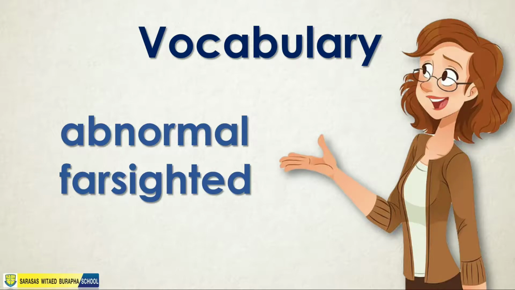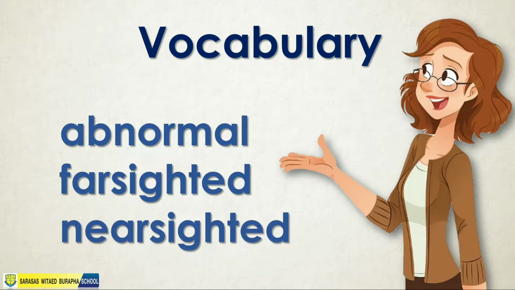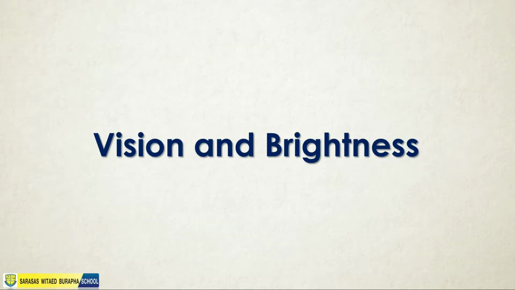Let's spell farsighted. F A R S I G H T E D. Farsighted. Next word, nearsighted. Again, nearsighted. Let's spell nearsighted. N E A R S I G H T E D. Nearsighted. Now let's continue to our topic, vision and brightness.